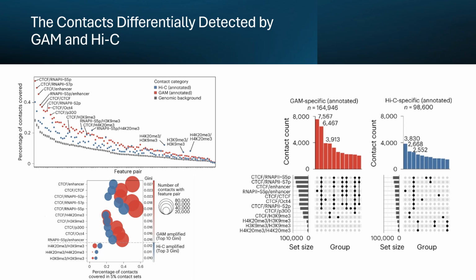Among these 10 feature pairs, 6 of them involved known architecture factors such as CTCF interacting with active features like RNA polymerase, P300 enhancers, or OCT4. Interestingly, CTCF-heterochromatin contacts were also enriched in GAM-specific contacts. By contrast, heterochromatin regions such as H3K9me3 or H4K20me3 were the only features most enriched in the set of Hi-C-specific contacts.